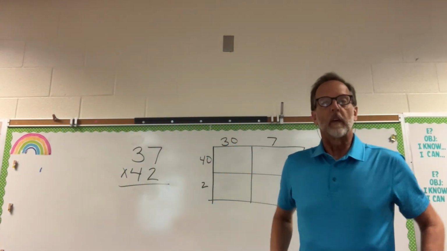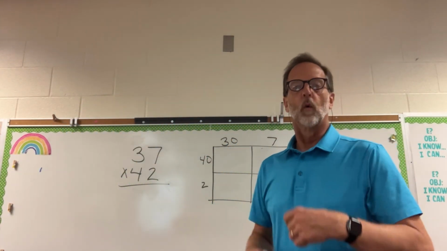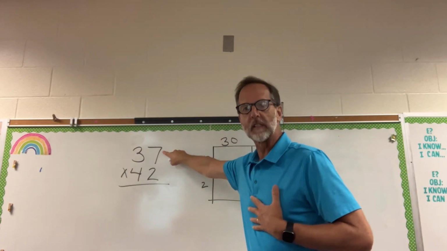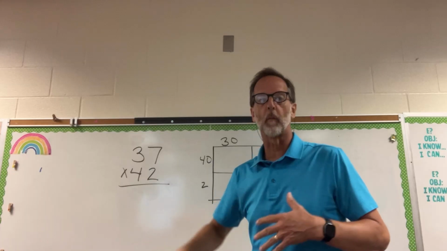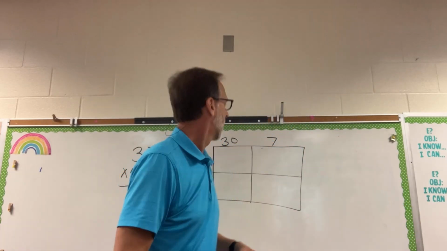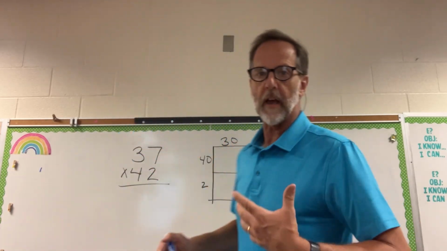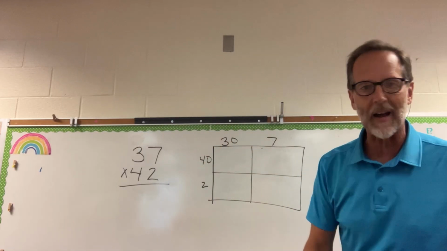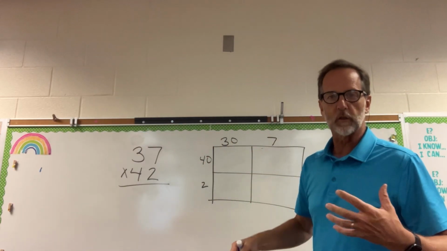Hey gang, in 5th grade, you're asked to multiply with a 2-digit factor, okay? Something like this, 37 times 42, where your bottom number will be a 2-digit factor, all right? In 4th grade, you learned how to multiply using an area model, or your teachers might have called it a box, okay? And what you did was you took your numbers and you separated them by place value.